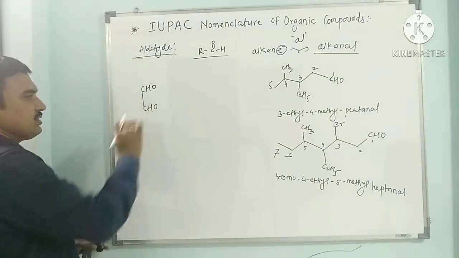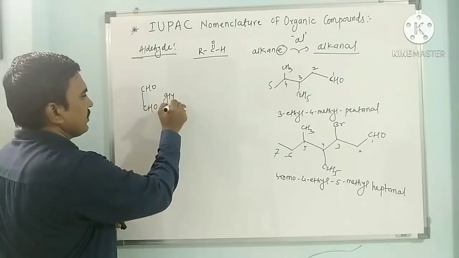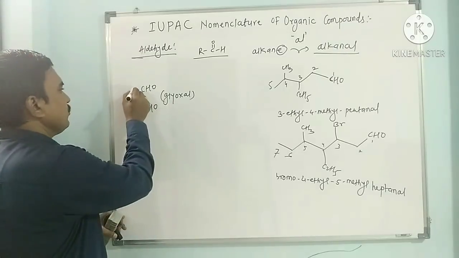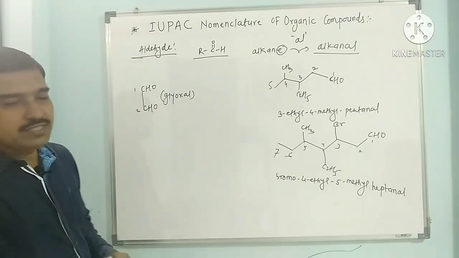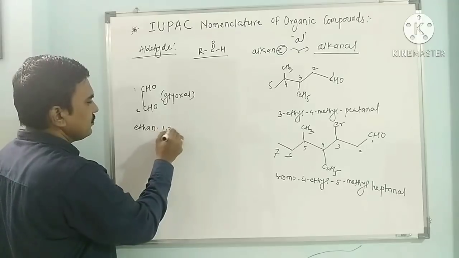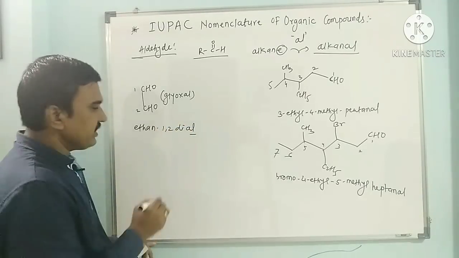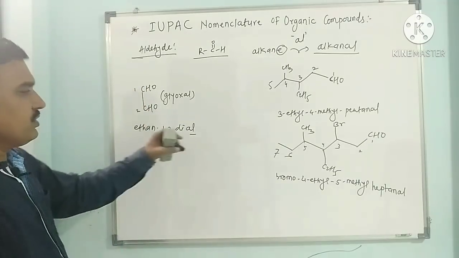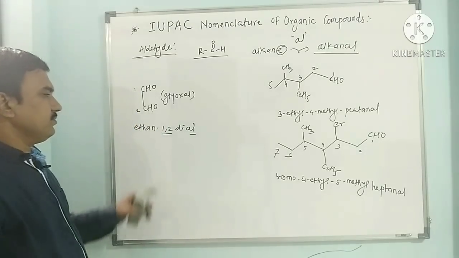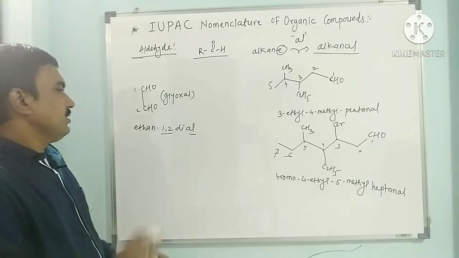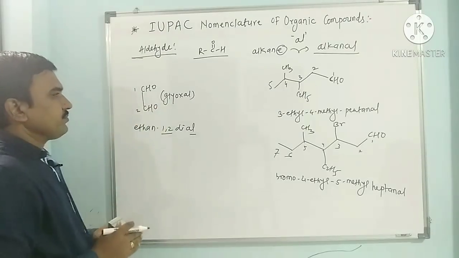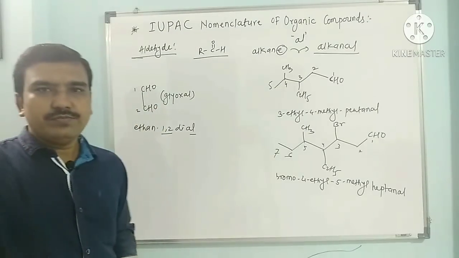This compound, CHO CHO, is commonly called glyoxal. Now its IUPAC name is 1,2. How many carbons are here? 2 carbons are present. So this is ethane-1,2-dial. Al means aldehyde, and 1,2 is the position of these. So ethane-1,2-dial. So in this way, these are the compounds where the 2 CHO groups are there. Glyoxal.